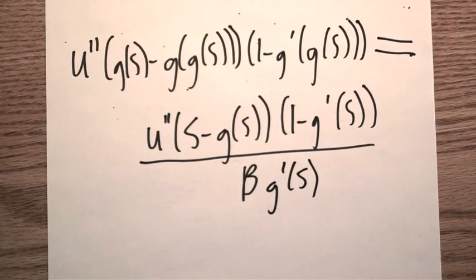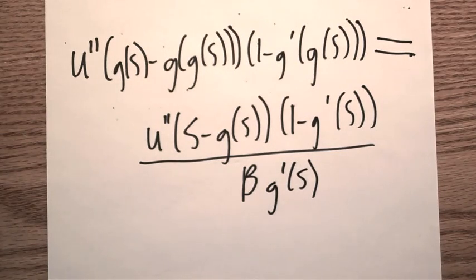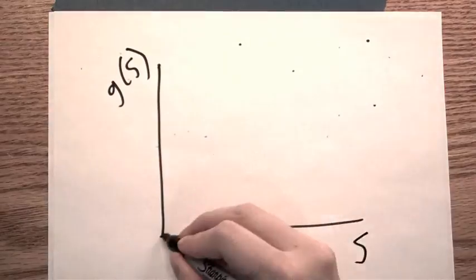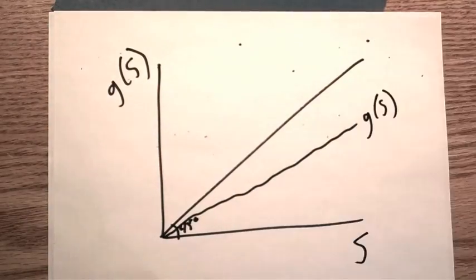This equation gives us the policy function in terms of the utility function. At the very least, we can tell that g prime has to be between 0 and 1. And we also know that g of 0 is 0 because once we run out of cake, there's no more cake left to save. We don't know a whole lot else, but we can sketch out the policy function g of s as a function of s.